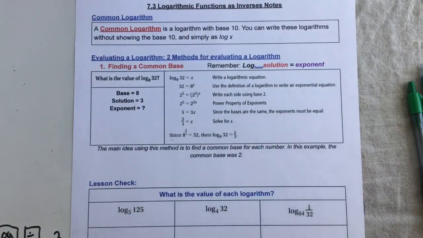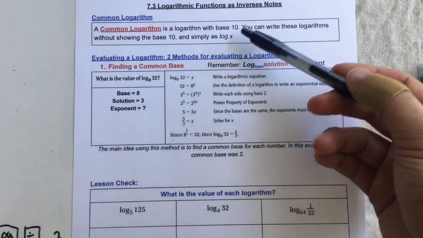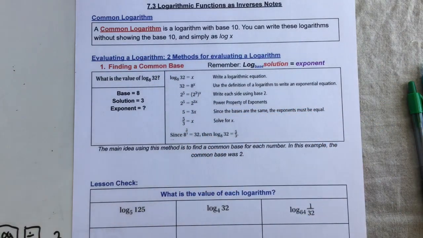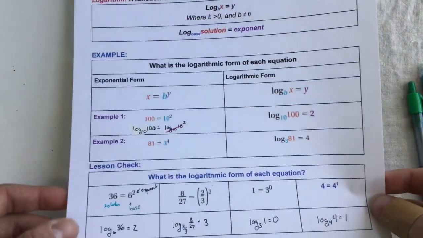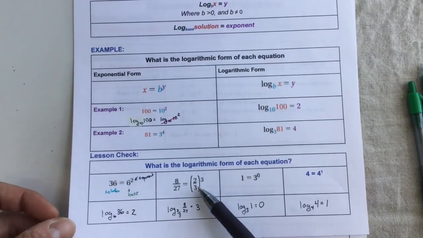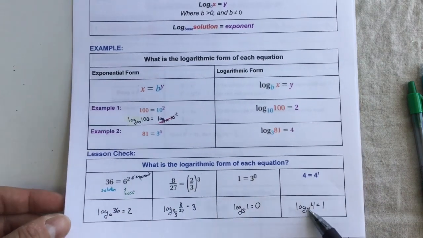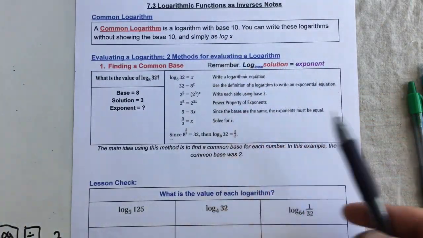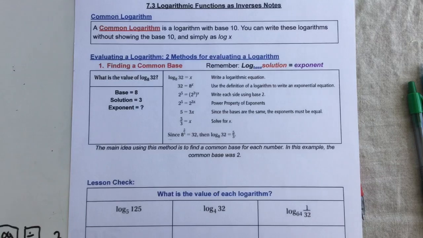Now, in continuing our logarithmic functions as inverses guided notes, we're going to talk about what is a common logarithm. A common logarithm is a logarithm with base 10. You can write these logarithms without showing the base 10 and simply as log of x. It's assumed that that has a base of 10, unlike these examples where you had different bases like base 6, base 2/3, base 3, and base 4. You don't have to write 10 here. Sometimes I've seen it there, but you don't necessarily need to write it.